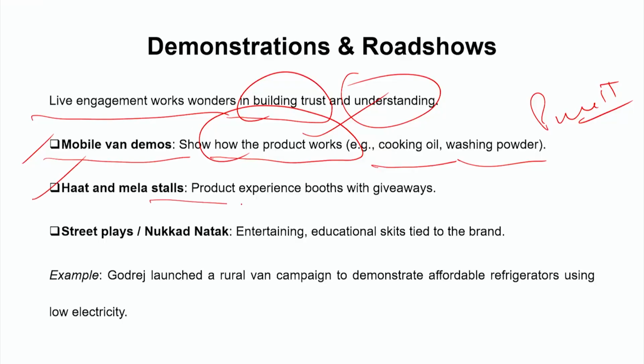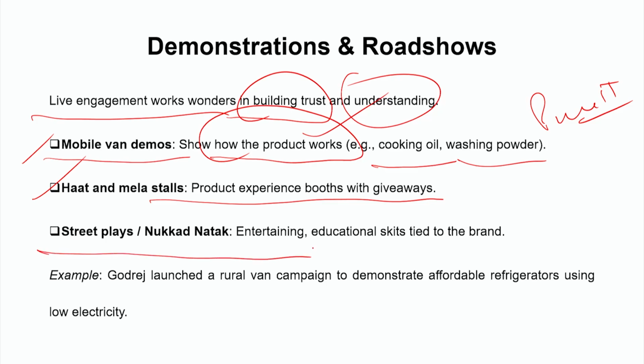So you are going to be demonstrating those products and the customers are going to be connected with that. Haats and Mela stalls, where you are going to get the product experiences with the giveaways. You might be knowing that in the Haat and Mela stalls, there are certain kinds of activities that you can do. You can participate in that, like shooting of the balloons event or any such activities where the participation of the consumers is there with the product and the services.